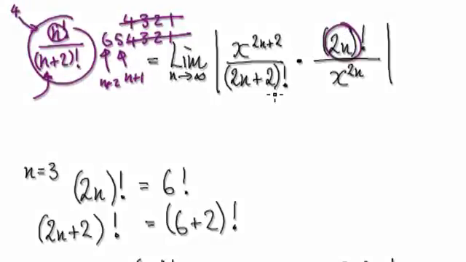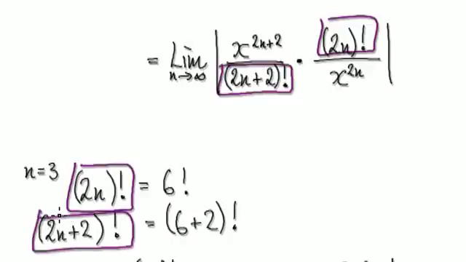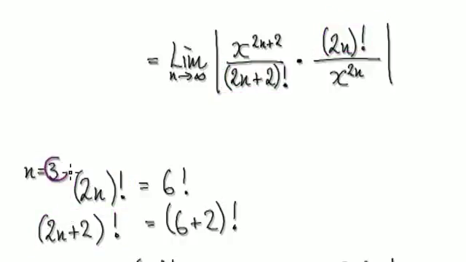But here you've got 2n, and then here you've got 2n+2. To investigate this, we would put something simple into the n. Let's put the random number 3 in. So 2 times 3 would be 6, so 6!, and for this part here, if you put 3 into the n, that would be 2 times 3, that would be 6, and then you add an extra 2.